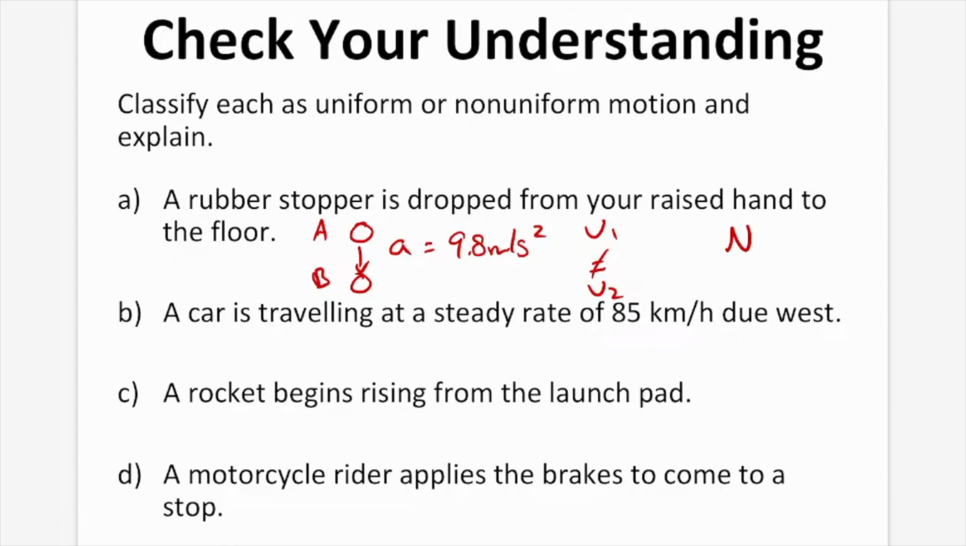B. A car is traveling at a steady rate of 85 kilometers per hour due west. The key word here is steady rate. Since it's a steady rate, constant speed, constant direction, we're going to have uniform motion.